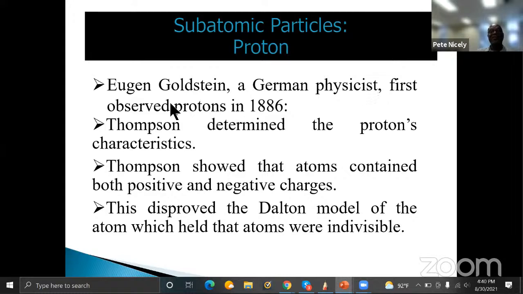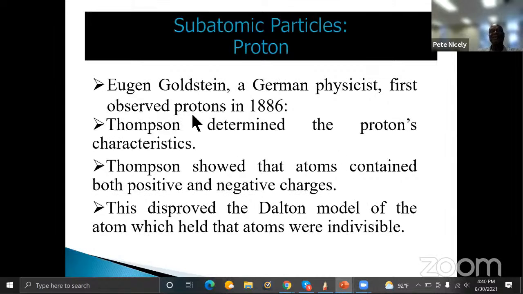And then another person discovered another subatomic particle known as the proton, right? J.J. Thomson jumped on that to investigate the nature of these particles, and he found out that the particle has positive charge. Therefore he determined that atoms contain both positively and negatively charged particles, right? And as I stated before, this disproved the Dalton model, which states that atoms were indivisible, right?